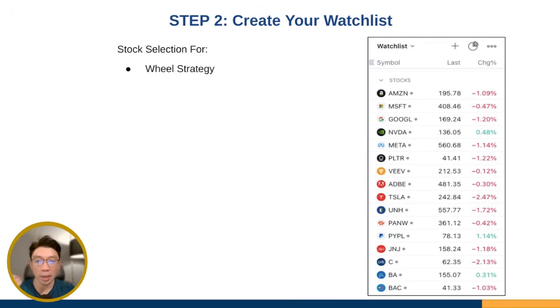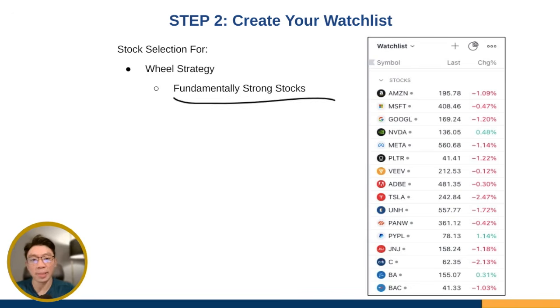So first of all, let's begin with the wheel strategy. What kind of stocks should you be choosing for the wheel strategy? Well, in my opinion, it would be fundamentally strong stocks. Because if you think about it, the wheel strategy is predominantly a bullish strategy, right? Because if you sell the cash-secured put, your aim is really to get assigned. Let's say you don't get assigned, you get the premium, that's fine. But if you trade it long enough, sooner or later, the market will come down and then you're going to get assigned.